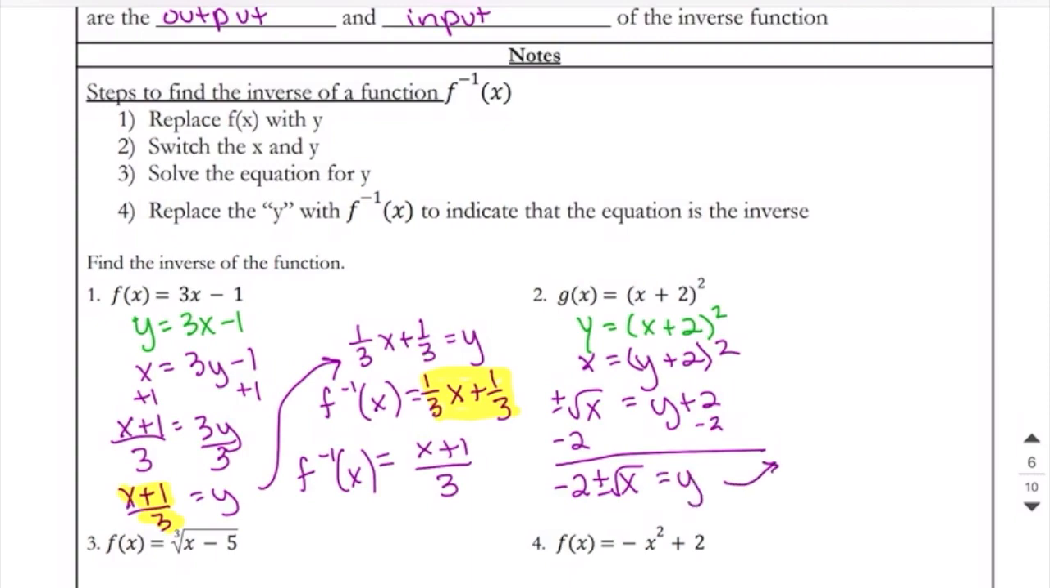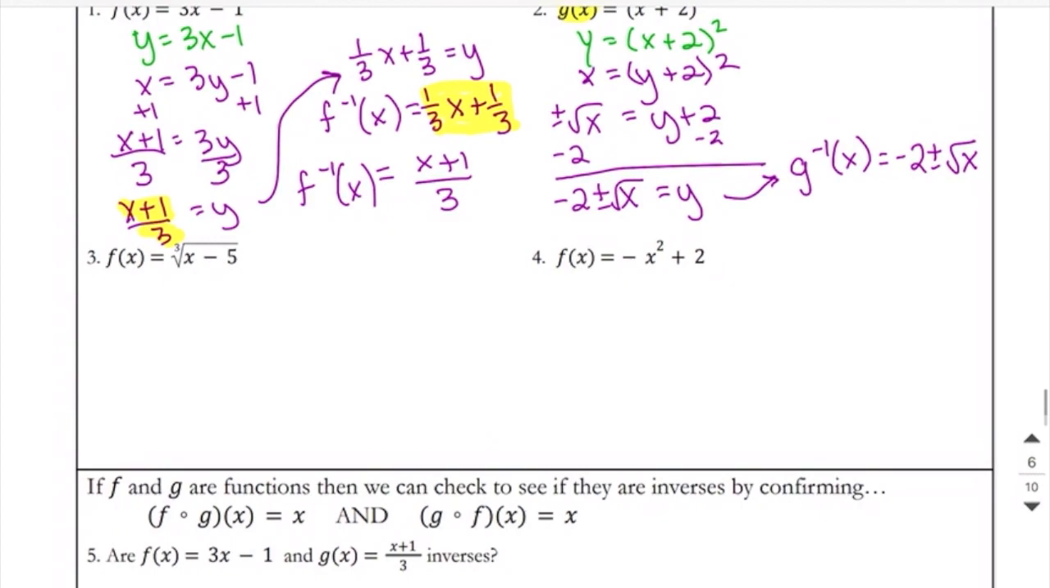And we would rewrite it in function notation. This time they used g of x. So this time instead of f inverse of x, it's going to be g inverse of x, so that you know which function we're talking about. And it's going to equal -2 plus or minus the square root of x.